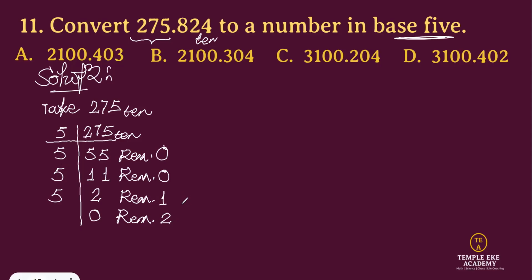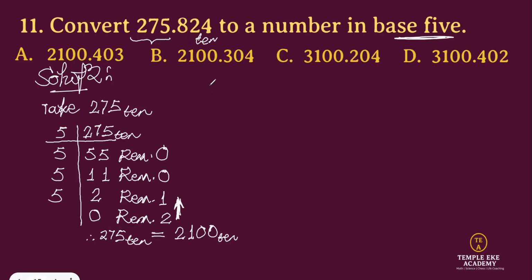And now we're going to write the remainders in the reverse order as we have already studied. Please find the full video on number bases to understand this. So in reverse order, it means the original number, 275 in base 10, is equal to 2100 in base 5. In standard tests, we're already thinking of options A and B, which contain 2100 as the whole number. And now we can actually disregard options C and D in standard tests. But let's see it to the end.